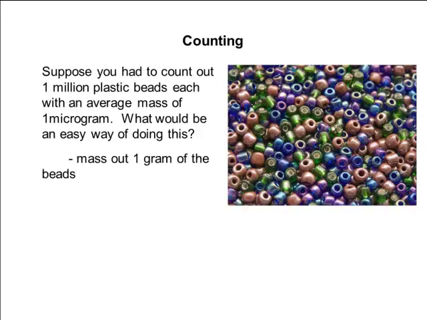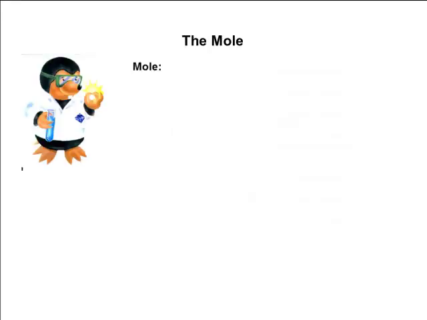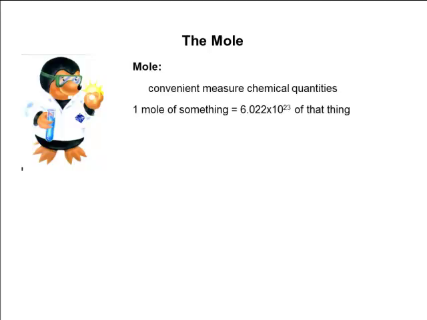So this is where the concept of the mole comes in, this idea of counting out large numbers of things. When we're considering the mole, remember, we're not talking about the animal, okay? What we're talking about is some way to measure chemical quantities, some way to relate the macroscopic world to the molecular level. And we're going to use a definition called Avogadro's number, that states 1 mole of something is equal to 6.022 times 10 to the 23rd of that thing.